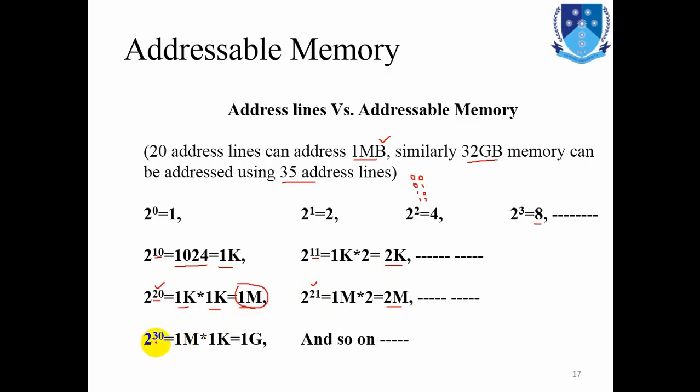If we increase the binary bits to 30 bits, so we can say that now we can address 1 giga locations, 1 gigabytes or 1 giga words of any memory system and so on.